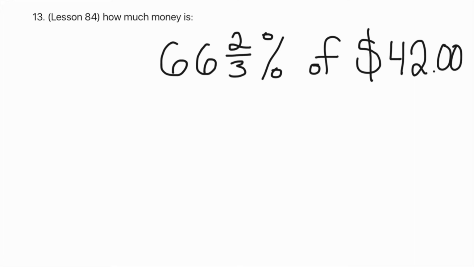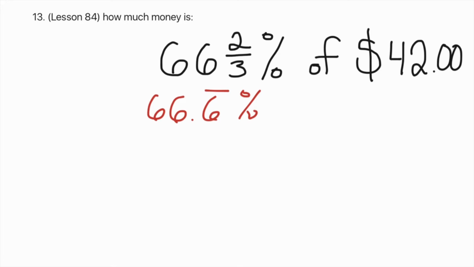However, let's rewrite 66 2/3% as 66.6 continuing percent. Because this is just writing it two different ways. One is saying 66 wholes and 2/3%, and the other is saying 66 wholes and 0.6 continuing percent. Because we know 2/3, when you make that into a decimal, it's 0.6 continuing. Now it's a little bit easier to see how we can turn this into a decimal, because we don't want to multiply by a percent.